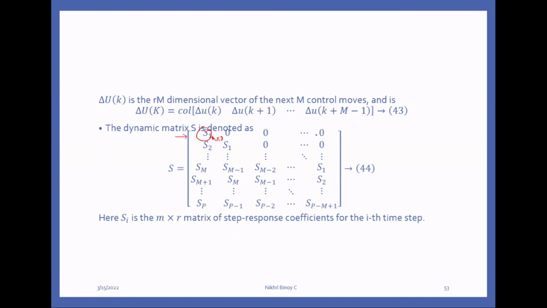Similarly, if you are considering each column, the first element has r column elements, and such m elements are there. So m into r elements are there in a particular row. Sorry, r into capital M elements are there in a row. And if you are taking a particular column, we have small m into p elements.